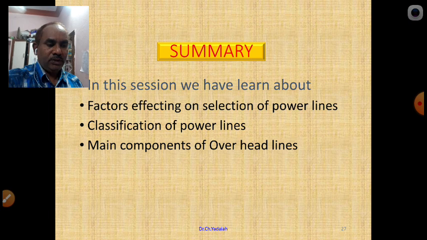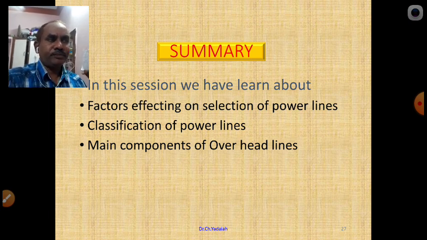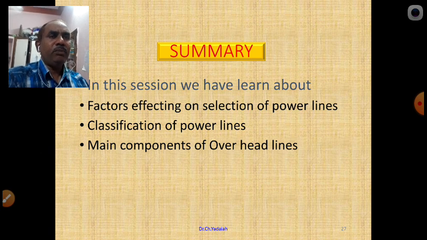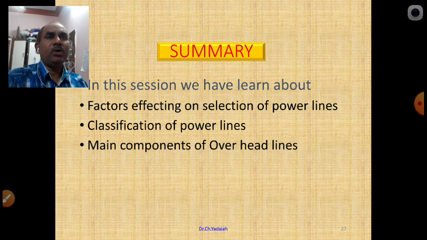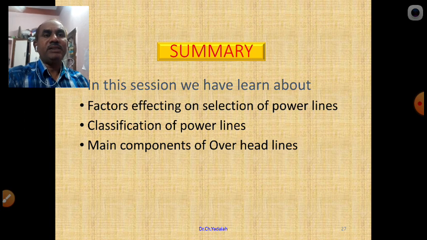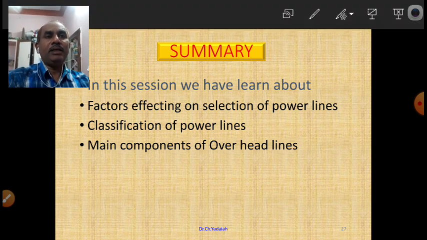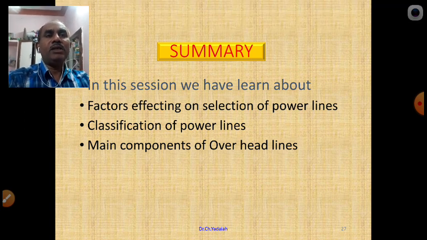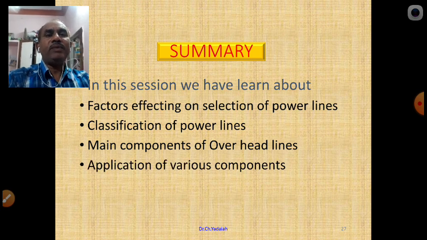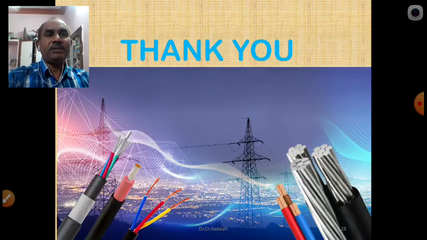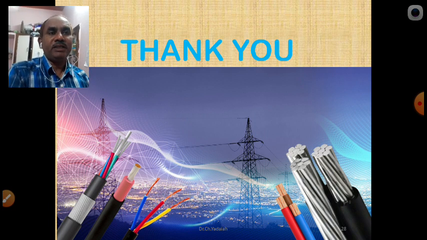In an LT or HT distribution system, whether it is a 400 volt LT line on a PSC pole or an 11 kV line, what are the basic components required, what is the purpose of each component, and what are the different types? Already we have seen these, so I think you have some idea about this. Next we saw the application of various components. Thank you very much for listening.